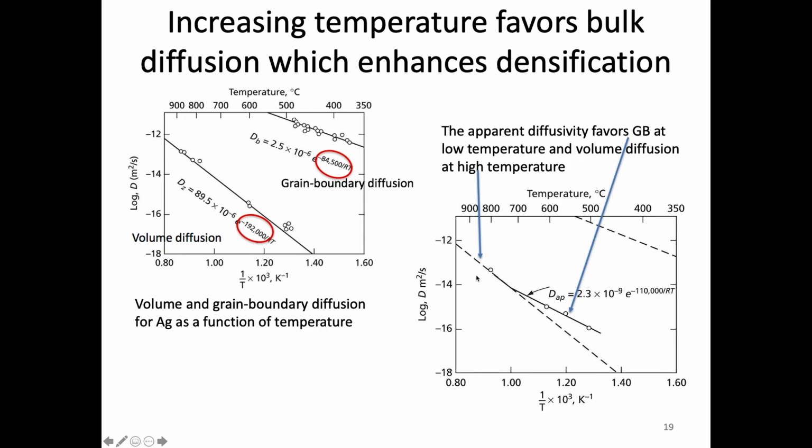towards volume diffusion. So if we wanted to sinter silver and create that shrinkage, then we would want to make sure that we did it above this point so that we favor this bulk or volume diffusion as opposed to grain boundary diffusion. That's the power of increasing temperature. So we often think just increase the temperature, that's what we're going for, but there's a reason behind why we're doing that.